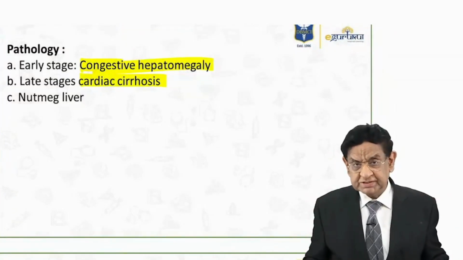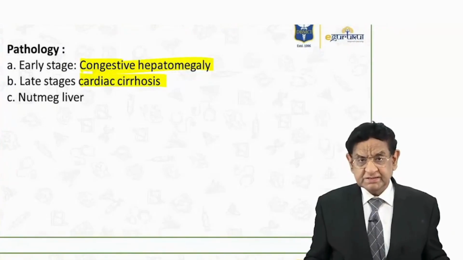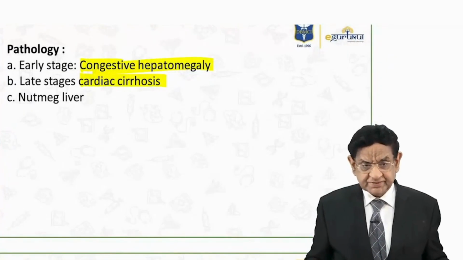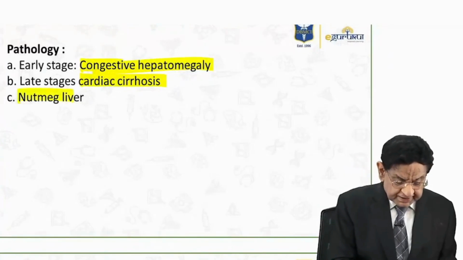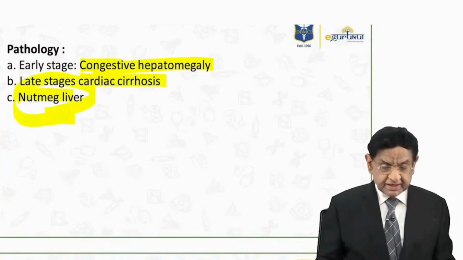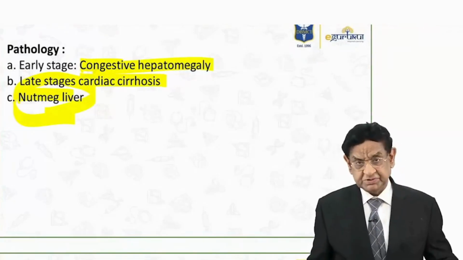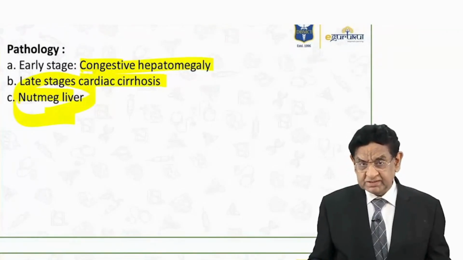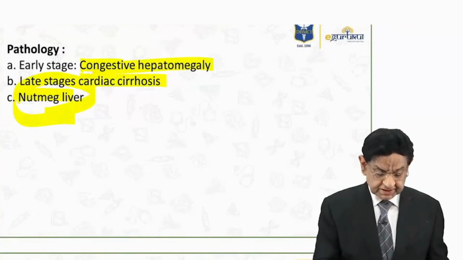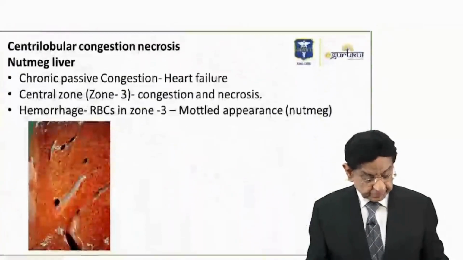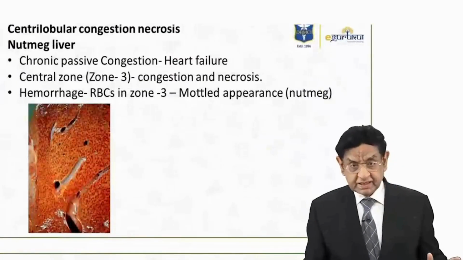The word we use is cardiac cirrhosis, and the classical finding in such cases is the nutmeg liver. This is a very commonly asked exam question. Nutmeg liver is seen in a case of cardiac cirrhosis, and the hallmark or classical feature of cardiac cirrhosis is congestion. So congestion is the concern.